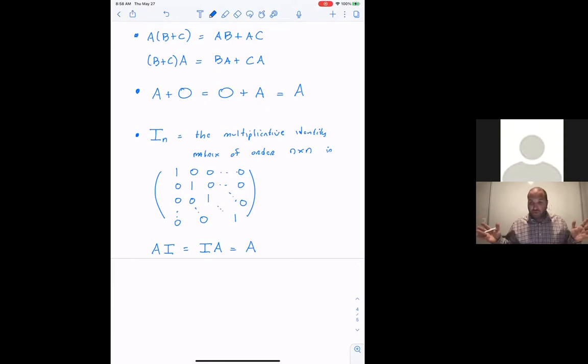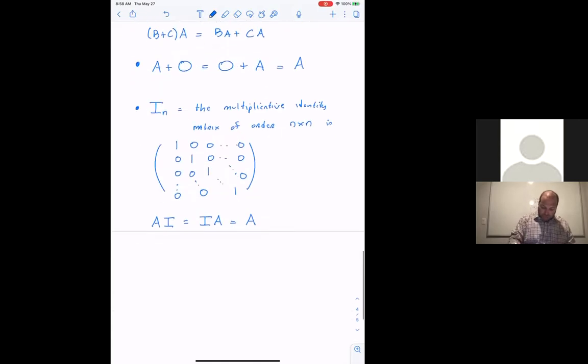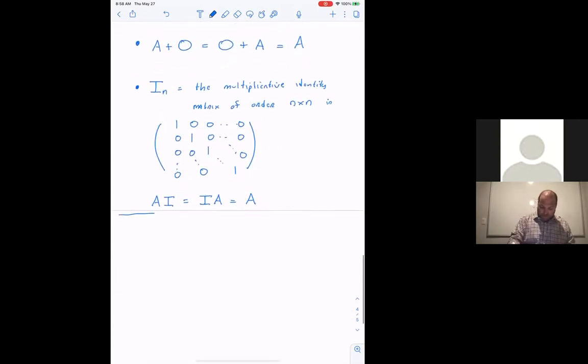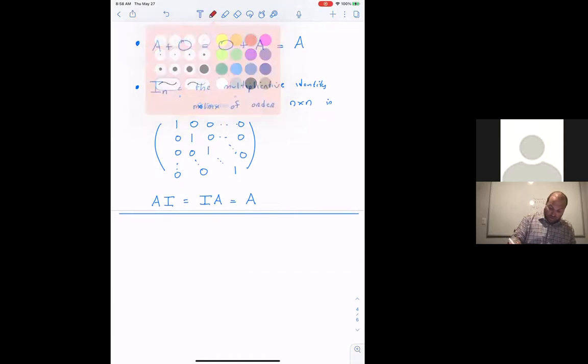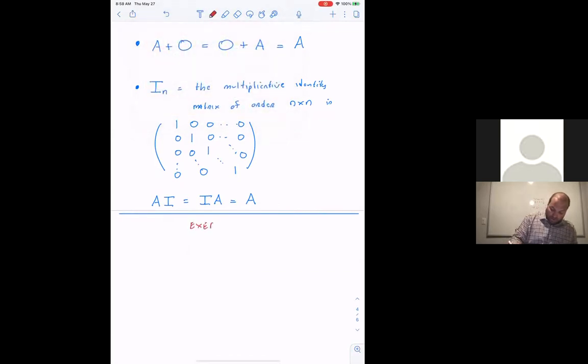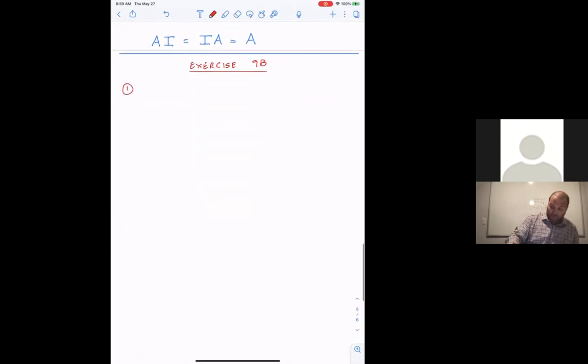Notice that it's not ones all over the place. That does not work. It's ones along the main diagonal and zeros everywhere else. So with that under our belt, let's jump into exercise 9B. And as always, for every one of these exercises, you should be trying them yourself before you see the solution, for maximum benefit.